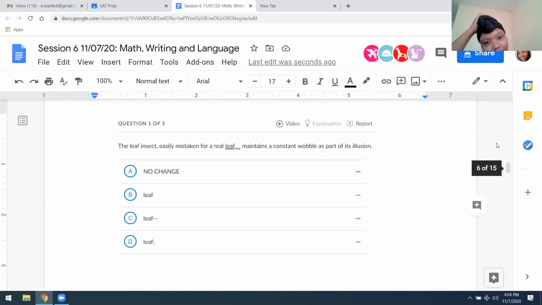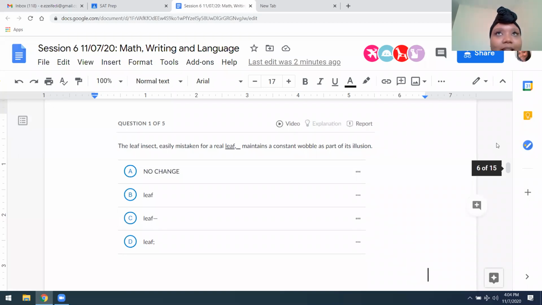Okay, so let's put it into practice. The leaf insect, easily mistaken for a real leaf, maintains a constant wobble as part of its illusion. Now, I'll read it again at a regular speed. Sorry, I just read it slowly. The leaf insect, easily mistaken for a real leaf, maintains a constant wobble as part of its illusion.